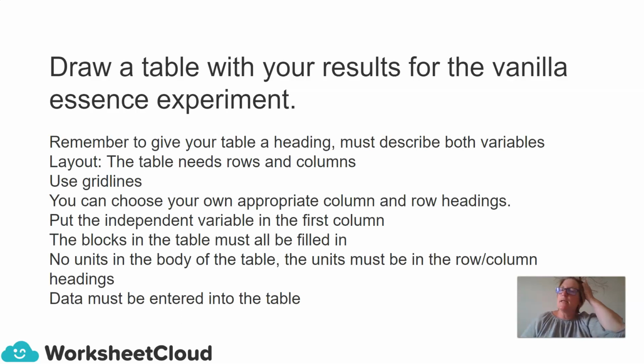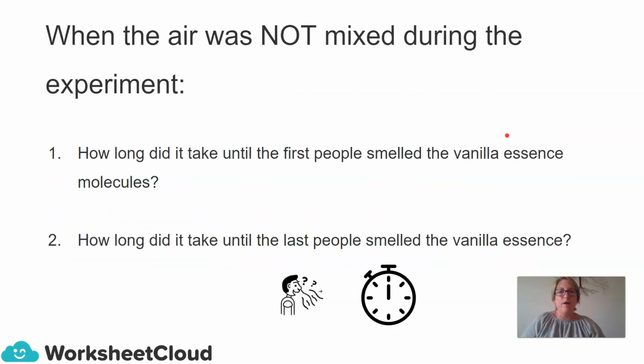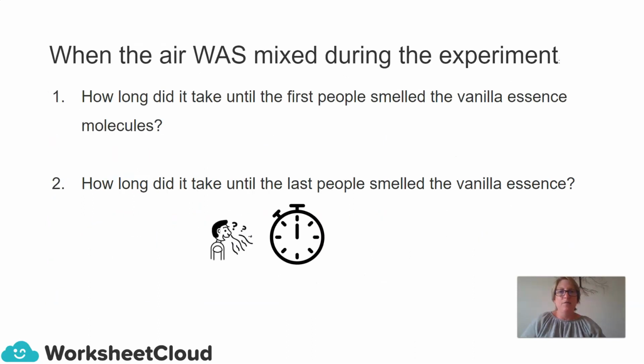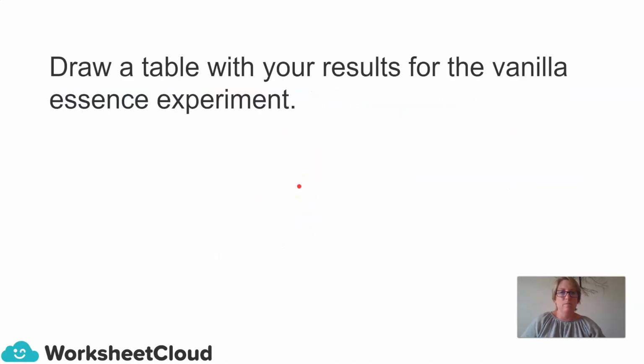So just a few tips and guidelines that you need to remember when drawing up a table. 1, remember to give your table a heading. And you can't just say heading 1, a table. Okay? It must describe both variables. So it must describe your independent and your dependent variable, which means it must describe the fact that the air was not mixed and the air was mixed. And then your table must also include the first people to smell the vanilla essence and the last people to smell the vanilla essence.